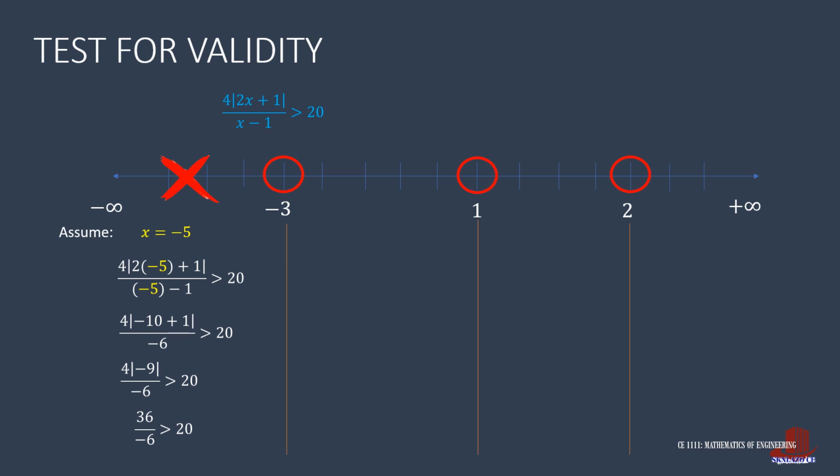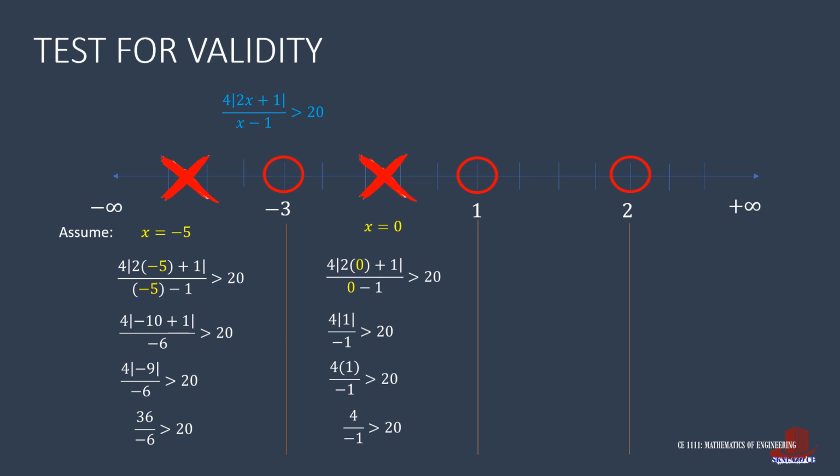The second range is from negative 3 to positive 1, so we assume x of 0. Plug this into the inequation, making it 4 times the absolute value of 2 of 0 plus 1, all over 0 minus 1, and compare this with 20. The binomials are then simplified as 1 and negative 1. So take out the modulus to have 4 times 1 over negative 1, which in turn is negative 4, and this is not greater than 20. So the second range isn't valid either.